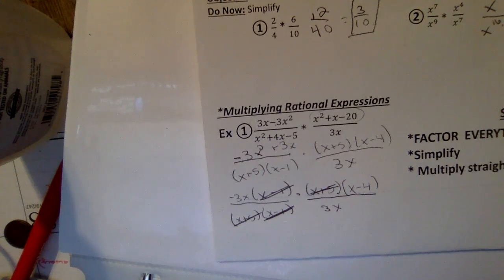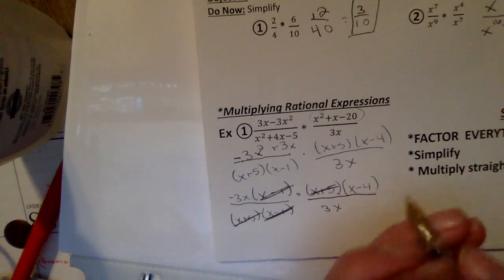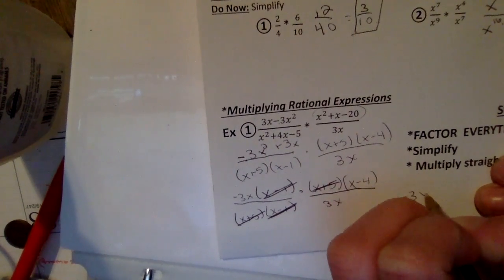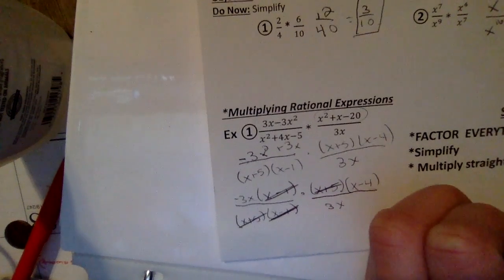Sometimes when we're canceling, after you cross a lot of stuff out, it might be helpful to just rewrite it before you continue on. So that's what we're going to do now, so we can gather everything up. So far on the top, I have a negative 3x and an x minus 4.